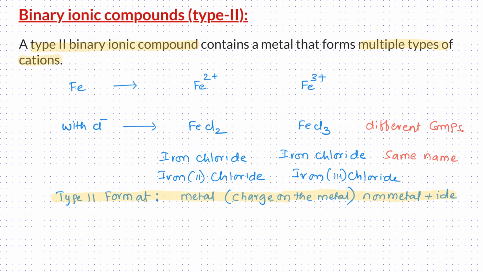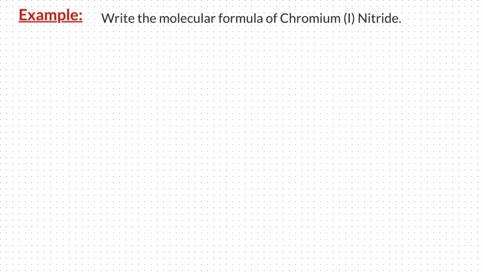Let us do one more example. Write the molecular formula of chromium(I) nitride. So we have chromium metal and nitrogen non-metal. The charge on the chromium is given as +1 and nitrogen belongs to the 5th group. Therefore, it always forms a -3 charge on nitrogen.